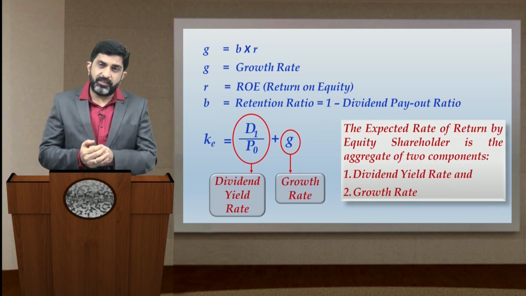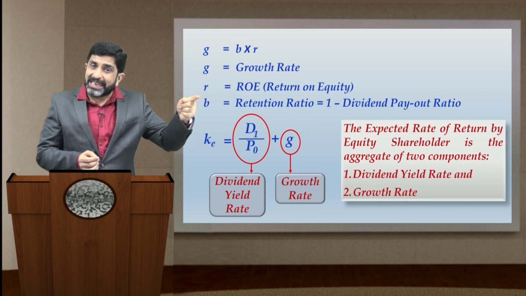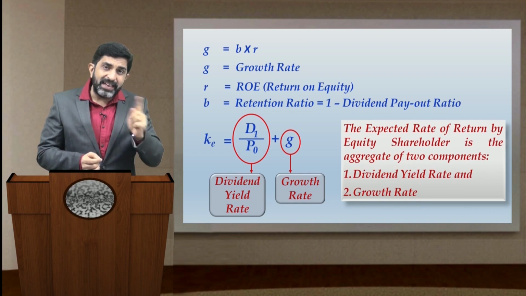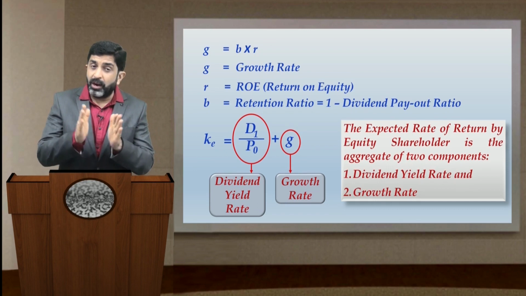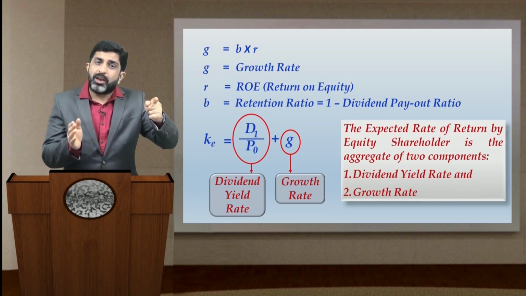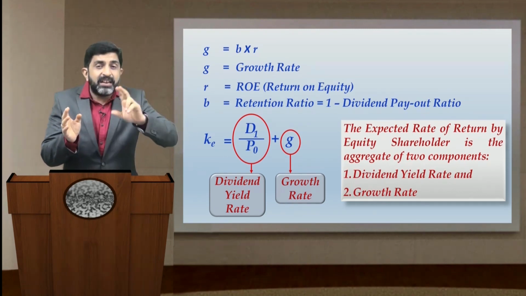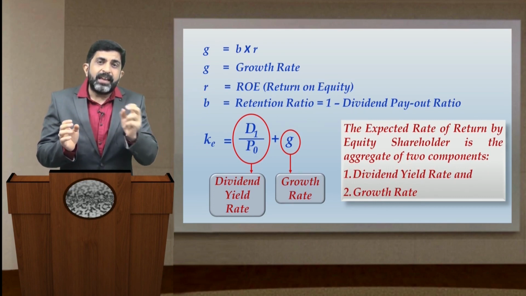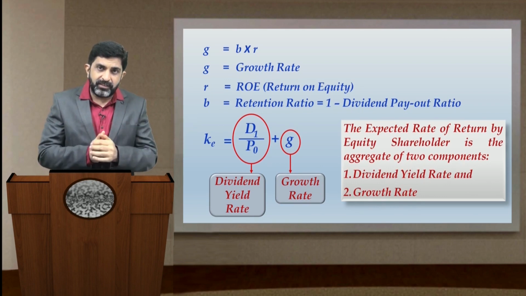Third assumption in Gordon's model, that the dividends grow at a constant rate and that growth rate in dividend is the same as the growth rate in share price. So understand this third assumption very well. First of all, dividend grows at a constant rate. That means dividend does not remain constant. Dividend grows at a constant rate and the growth in dividend is at the same rate as the growth in the share price.